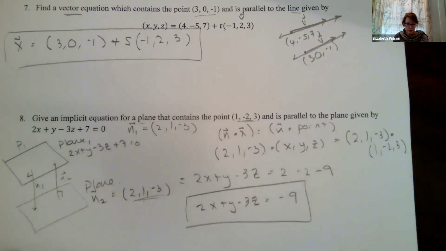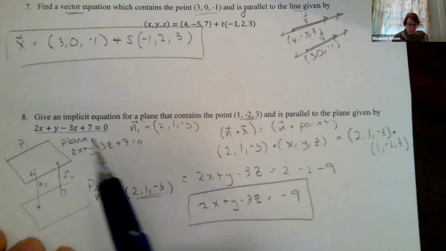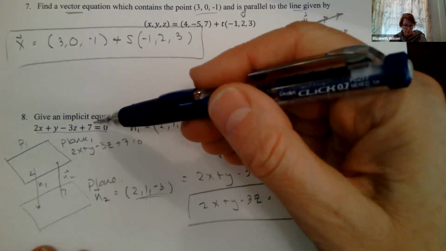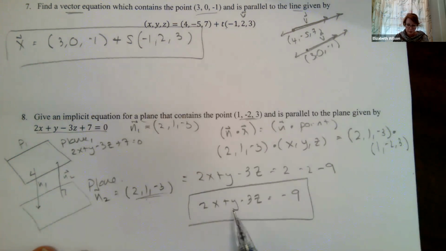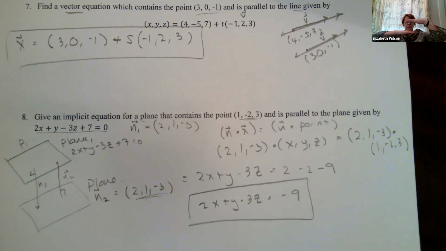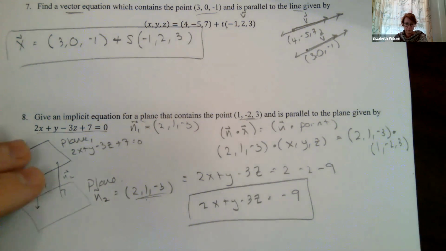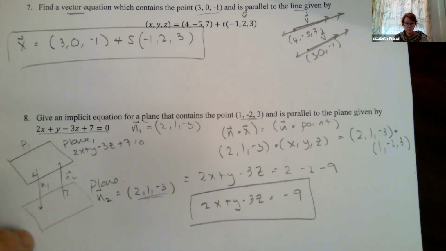So the equations are really similar. Look at this one: 2x plus y minus 3z equals minus 7. That's this one. 2x plus y minus 3z equals minus 9. The planes have parallel normal vectors, but this one contains this point, this one contains that point. That's how you tell the difference between them.